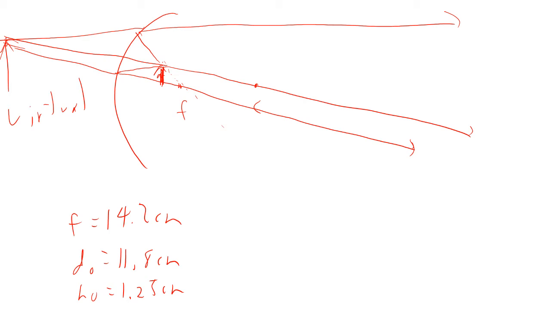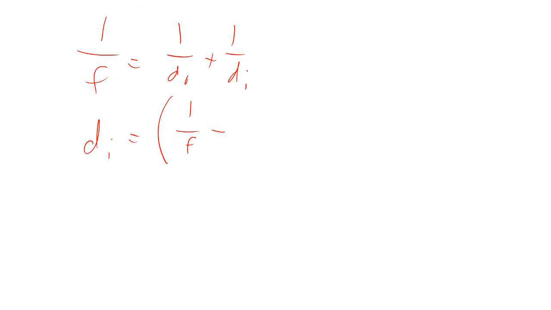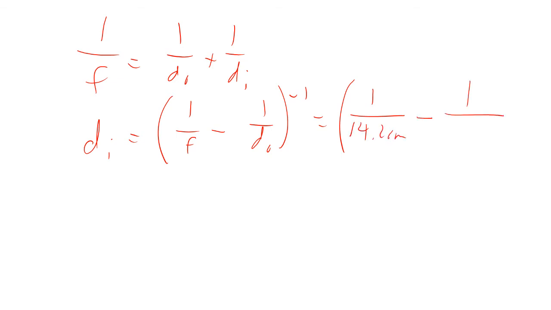So now what we want to do is figure out, well, gosh, if we've got this virtual image here, what does that virtual image tell me? Okay, well, let's work this out. 1 over f equals 1 over do plus 1 over di. So di is 1 over f minus 1 over do, to the minus 1. So for this example, 1 over 14.2 centimeters minus 1 over 11.8 centimeters, to the minus 1.